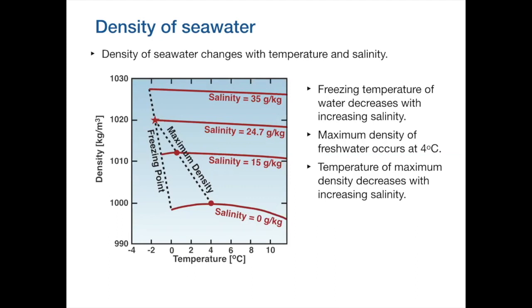So fresh water has a maximum density at 4 degrees and a freezing point at 0 degrees. By the time we get to a salinity of 24.7 grams per kilogram, the maximum density is now at the freezing point. By the time we get to 35 grams per kilogram, the maximum density is still at the freezing point, and now the freezing point is around -2 degrees Celsius.